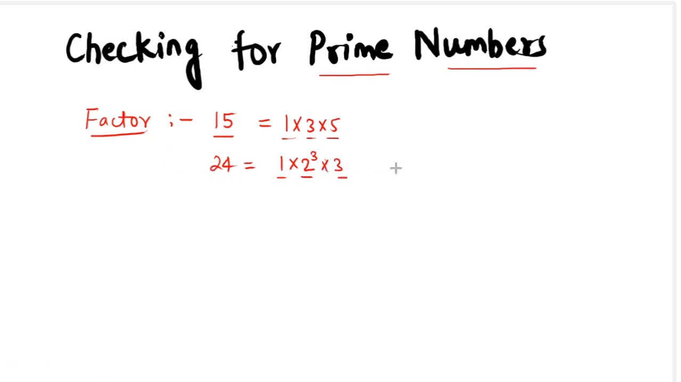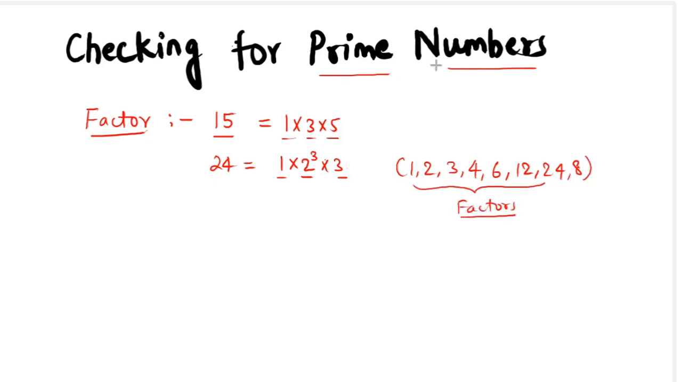Factors of 24 are 1, 2, 3, 4, 6, 8, 12, 24. So these are the factors.